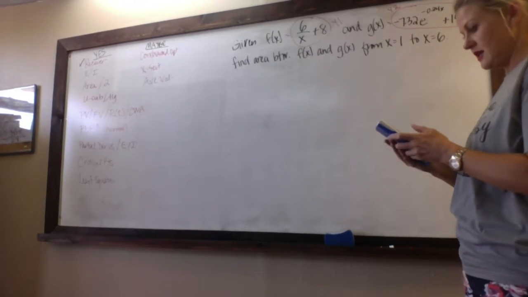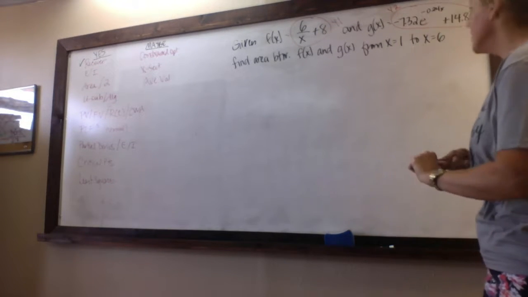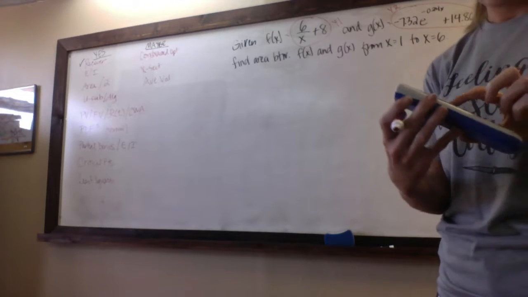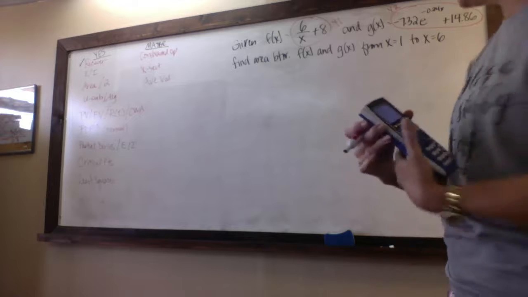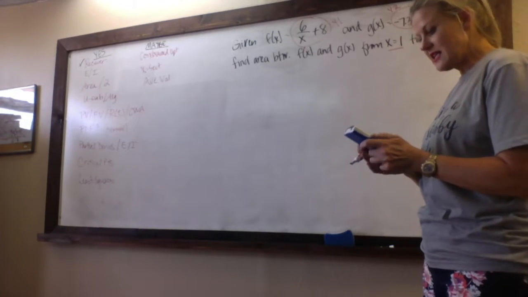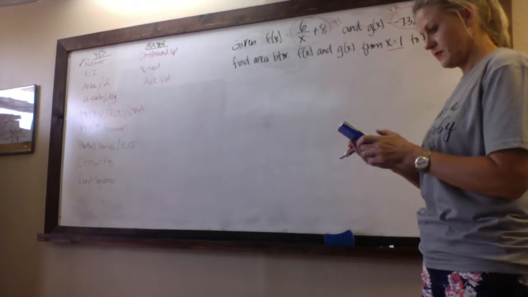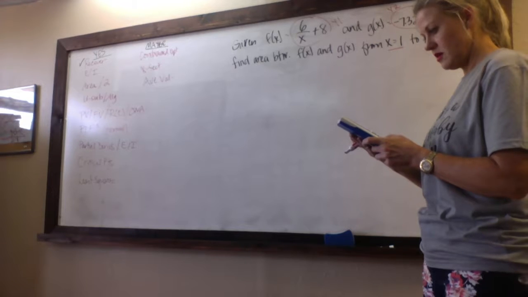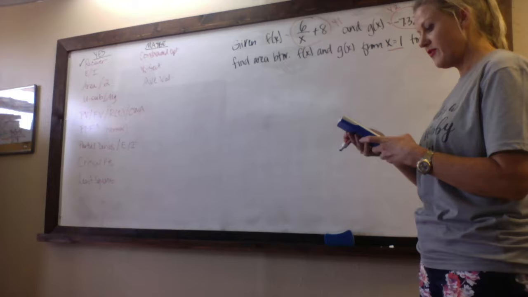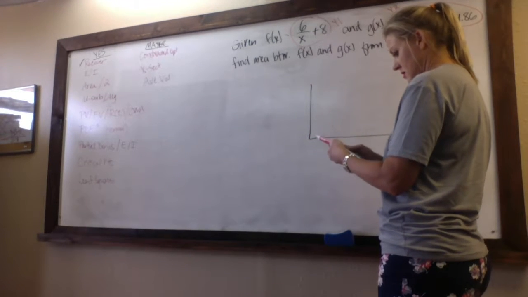Step 1, get those cats in the calculator. Now, and this is critically important, hit your window key on the calculator. So hit window, and set x min to whatever, you're going to set your x's to these boundaries, 1 and 6. And then zoom fit. Do you draw it? Yes.